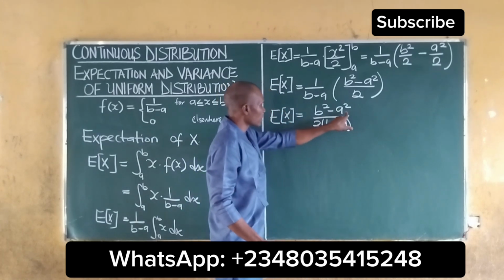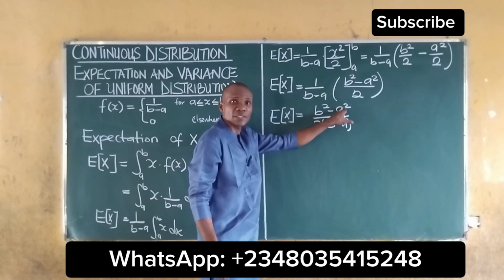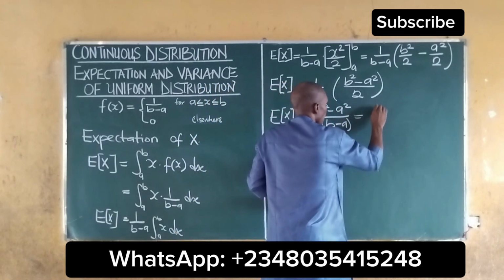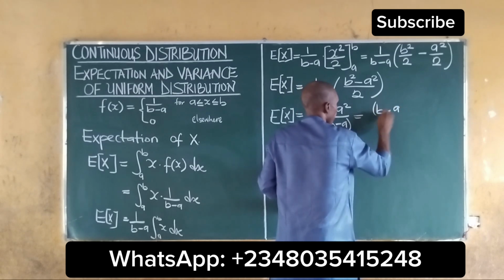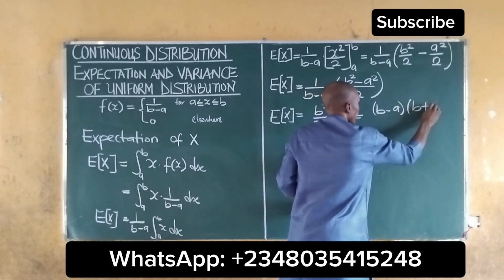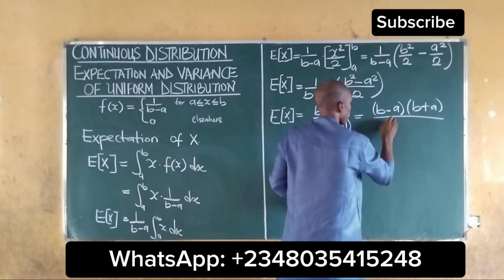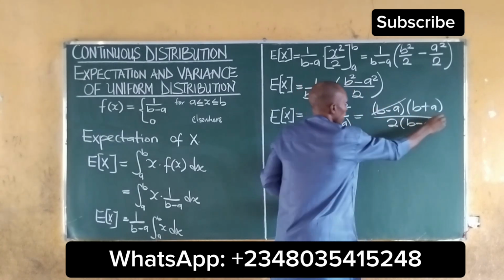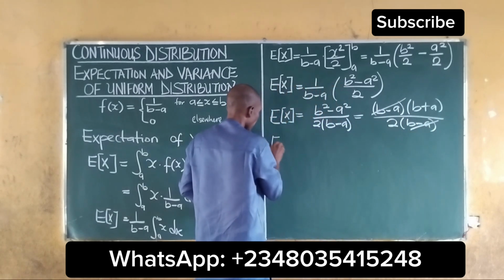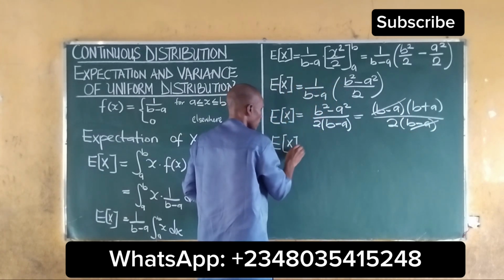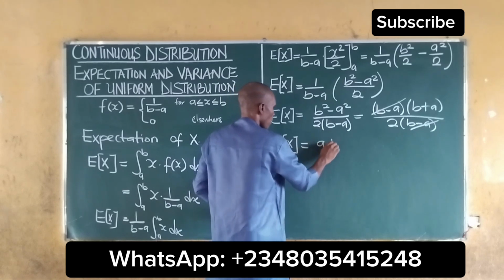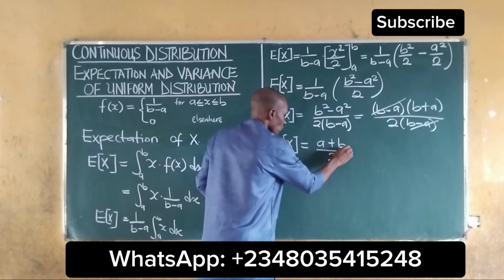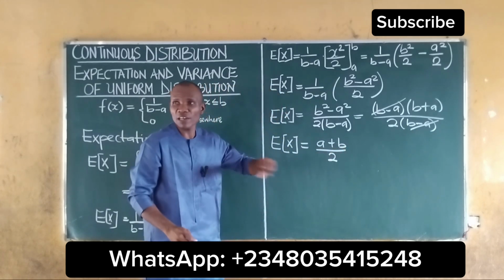And if we expand b squared minus a squared, what we'll get is b minus a and b plus a all over 2 into b minus a. Of course, this will cancel this, so we can write our expected value of x to be equal to a plus b, which is the same thing as b plus a, all over 2. So this is our expected value of x.